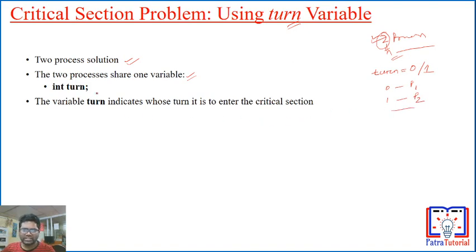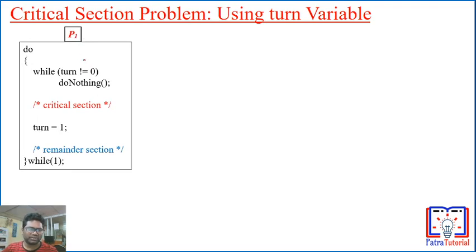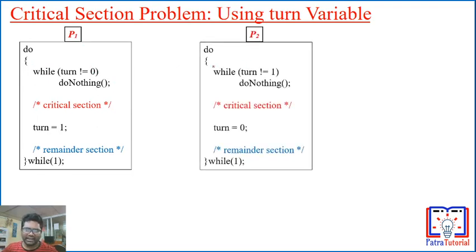In this algorithm using the turn variable, we will be solving for only two processes. Suppose this one is process p1, and the code is given here. This is the lines of code p1 has, and there is another process called p2. These two processes are the same; the only difference is the value of turn. Initially the value of turn is 0. You can take 1 also, there is no restriction, but for understanding I am taking 0. Now just look at this program.